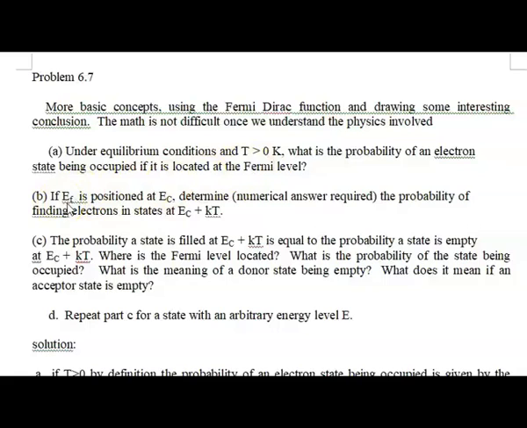Part B. The Fermi level is now positioned at the conduction band edge, and we want to determine, in a simple, relatively straightforward calculation, the probability of finding electron or electrons at state E sub c plus kT. We want to know how many electrons are there if the Fermi level is positioned at the conduction band edge. How many electrons are there at the conduction band edge plus kT?